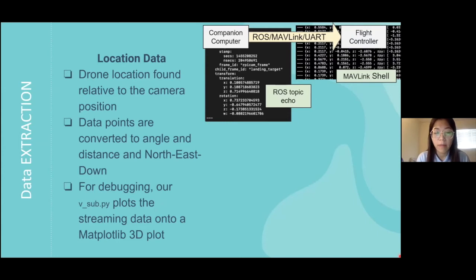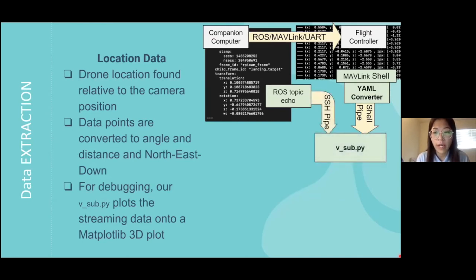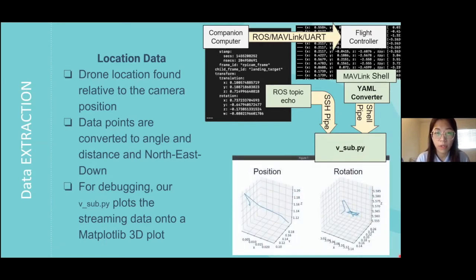Simply displaying the position data is not enough to compare the consistency of information between our companion computer and flight controller. So we convert the MAVLink output and write it into a YAML document stream. Meanwhile, we grabbed the display data source from vision pose from the ROS node and transferred it to the local computer as a source for our vsub.py debug program via an SSH pipeline. With these two sources, we could better visualize them on a Matplotlib 3D plot for more straightforward understanding.